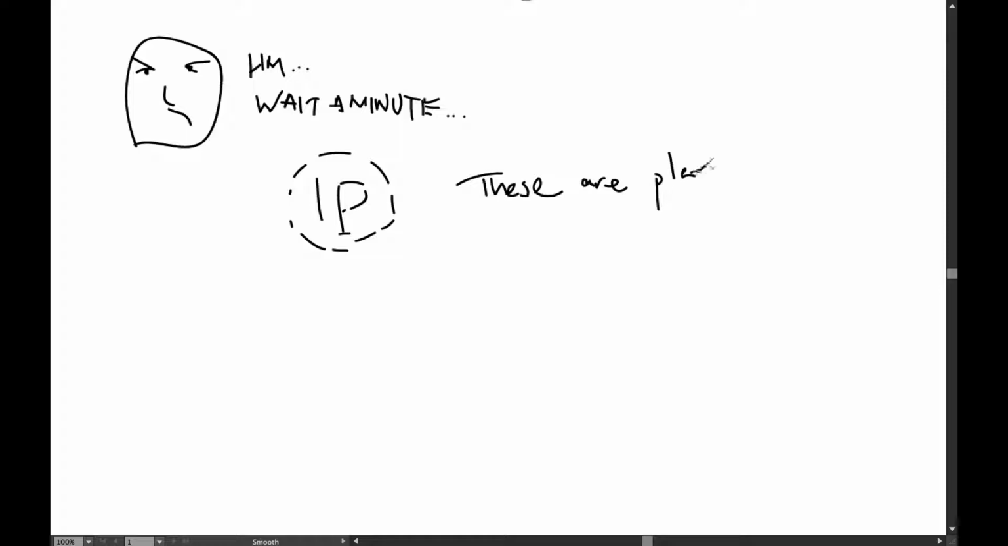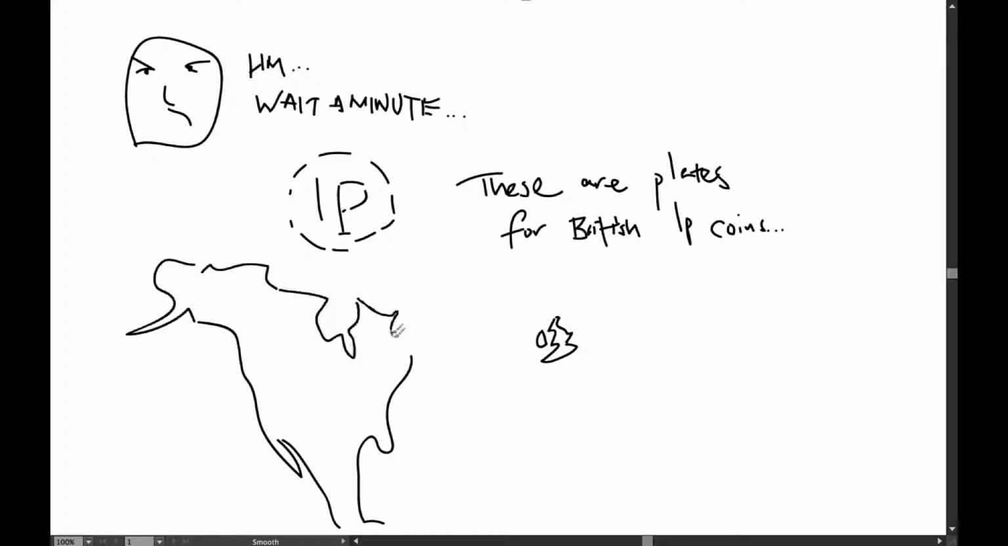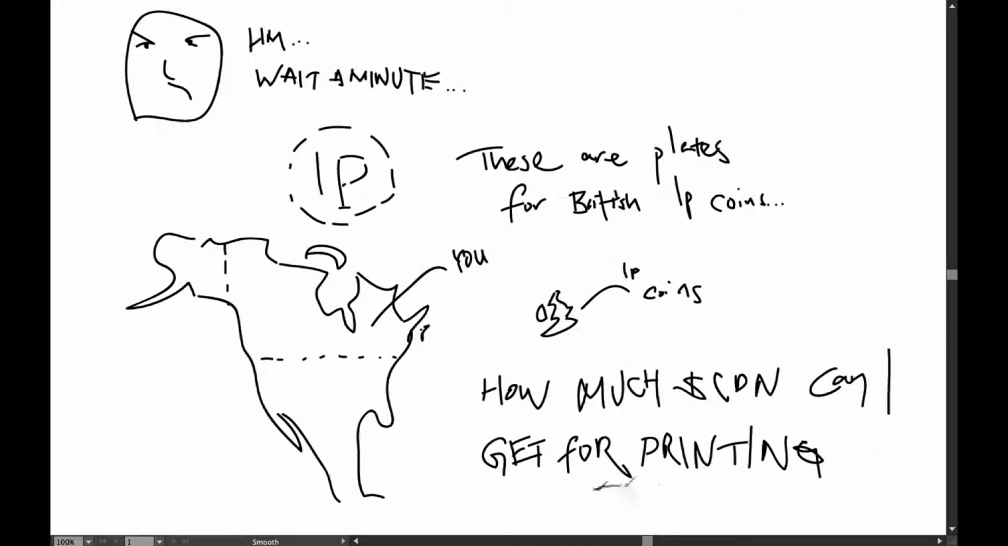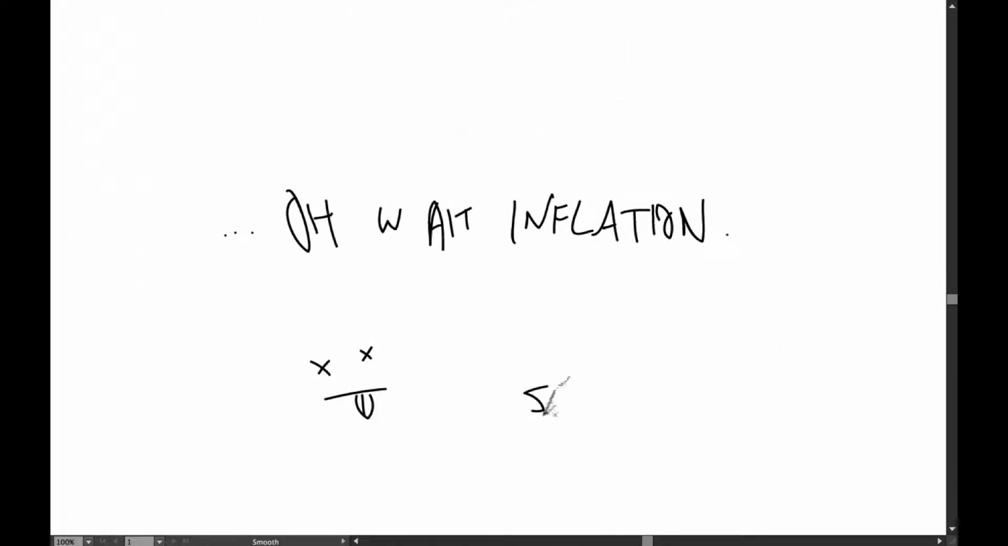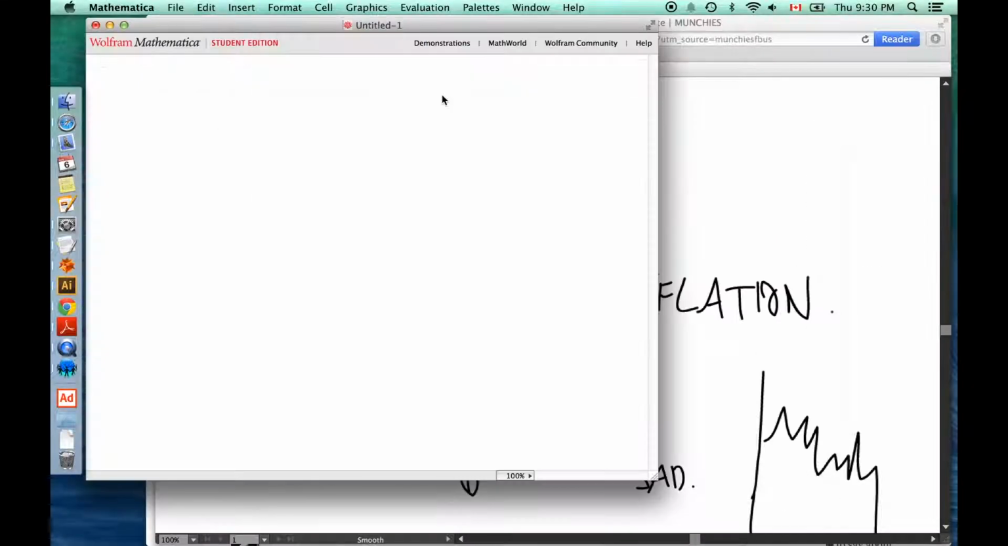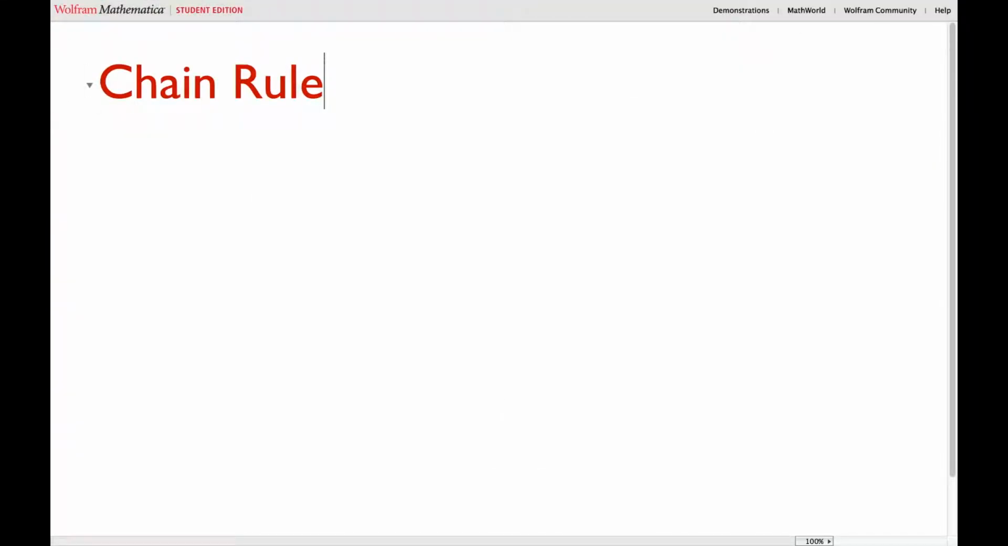And then you look again and you're like, well, wait a minute, these are British 1p coins, and I don't live in England, I live in Canada. So how much Canadian money can I get for printing these things? And also, will the currency exchange accept an infinite amount of British 1p coins? These are all very, very pertinent questions, but then you go ahead and print it anyway, and then you screw everything up because of inflation and the economy dies and everyone's quite sad.